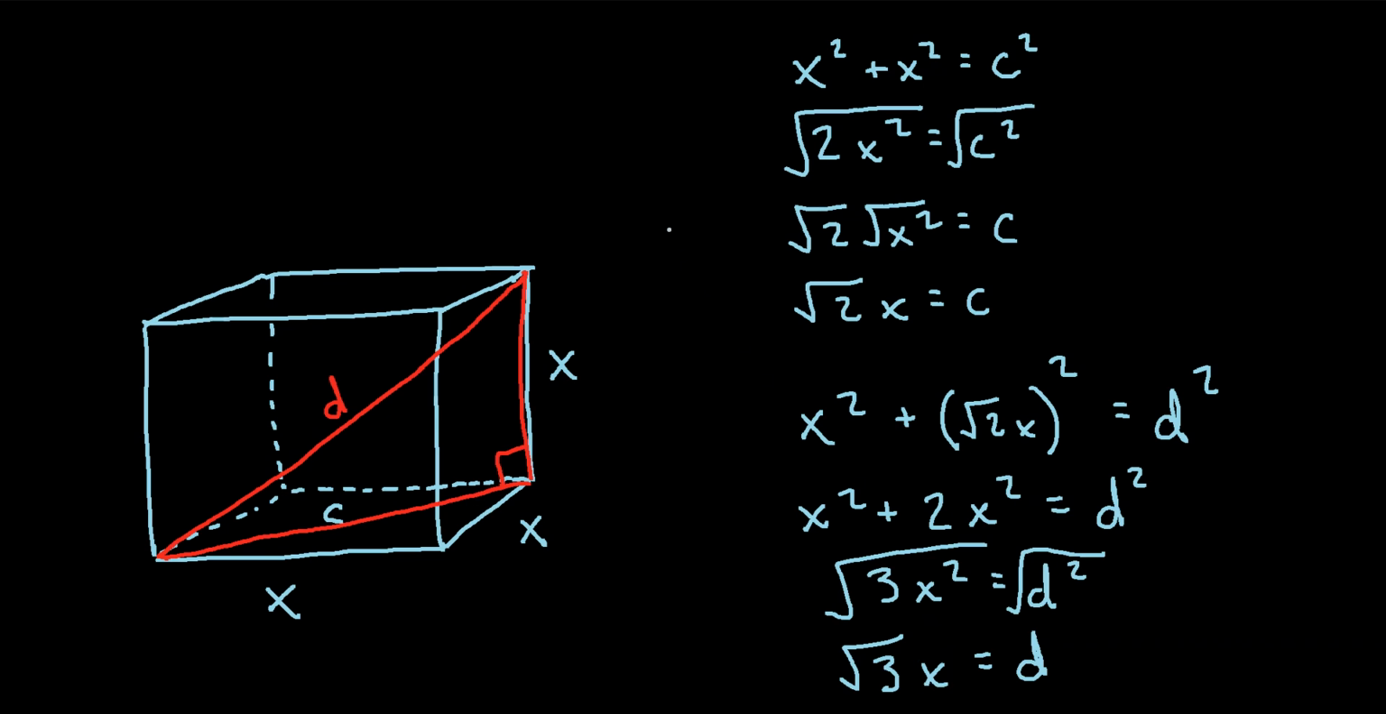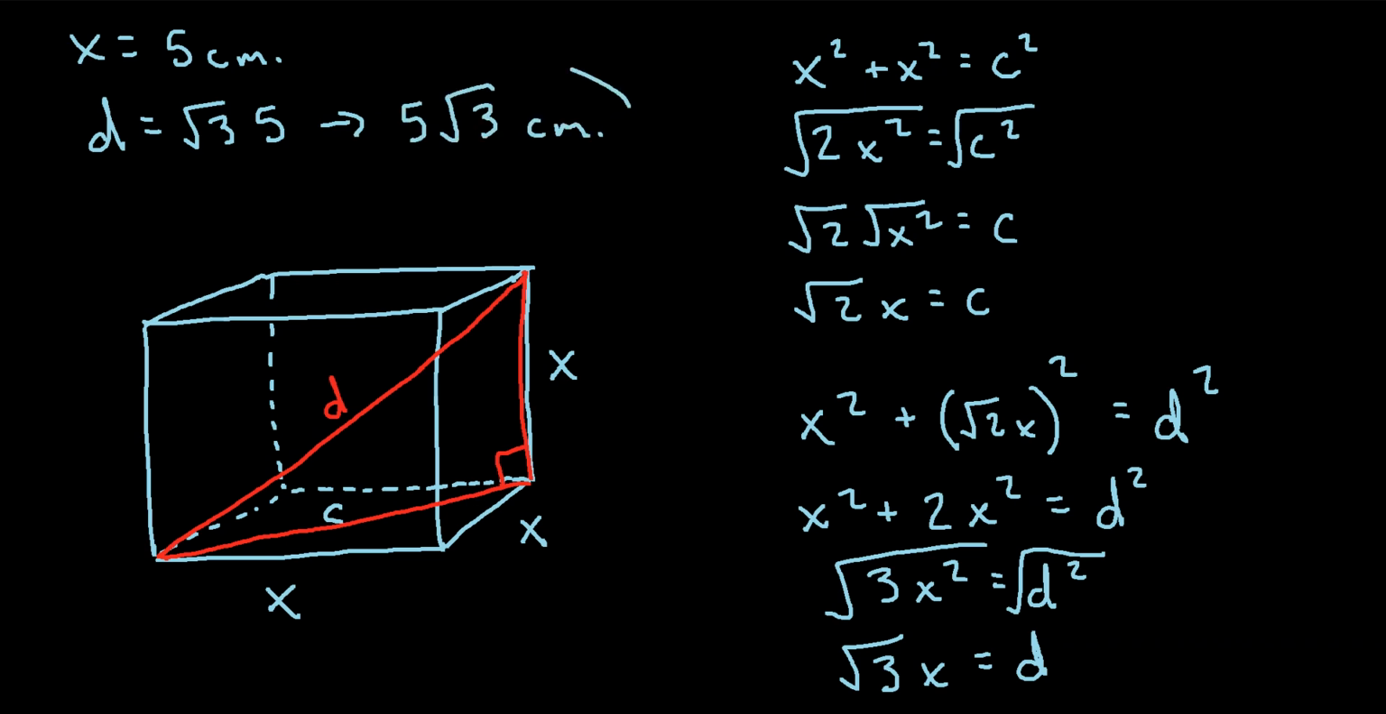So for example, let's say we're told that x is 5 centimeters. This diagonal length is simply this formula right here. So we said d, the diagonal length, is the square root of 3 times the side length, which we're told is 5. So that's our final answer. Or if we want to rewrite that, we can say 5 root 3, and we would say centimeters. So if you're given the side length of a cube, all you have to do is use this formula, the square root of 3 times the side length. That's what the diagonal is equal to.